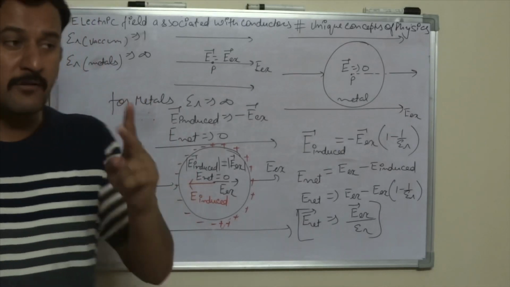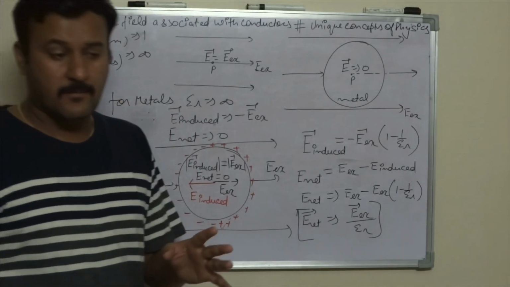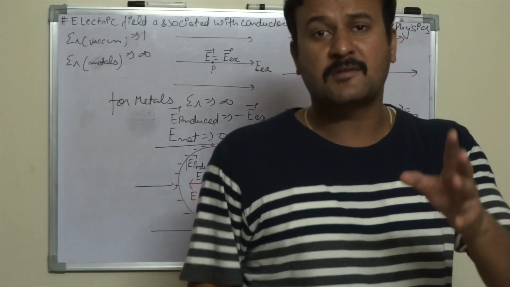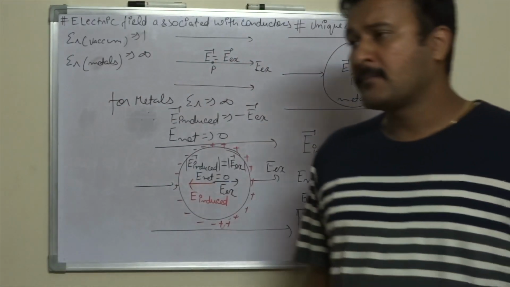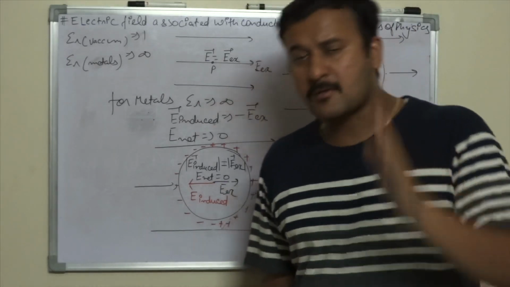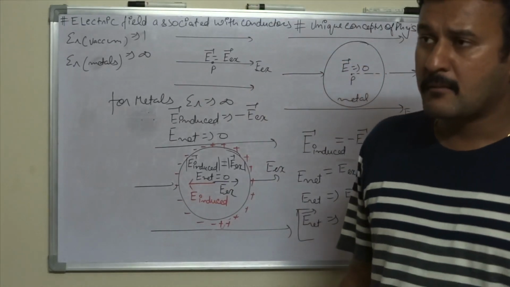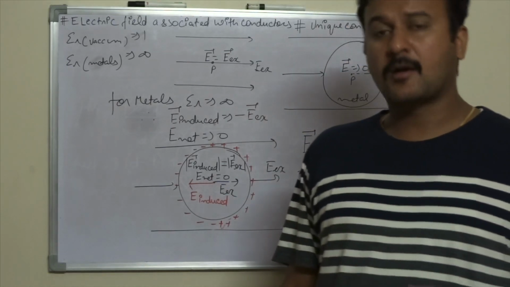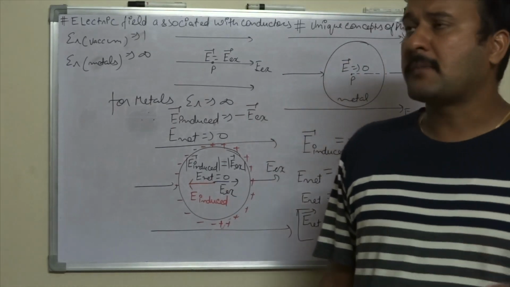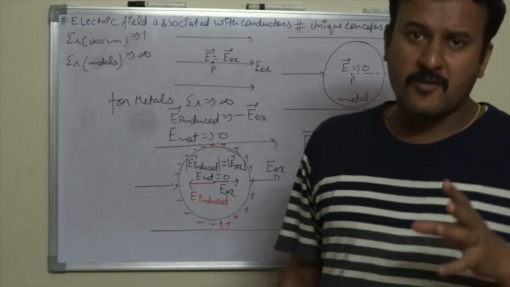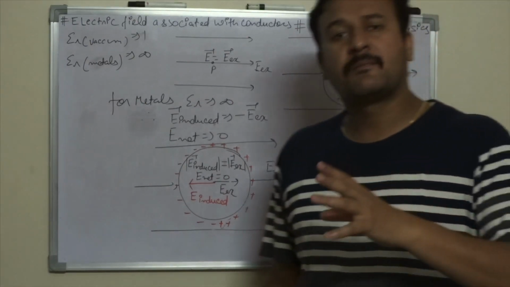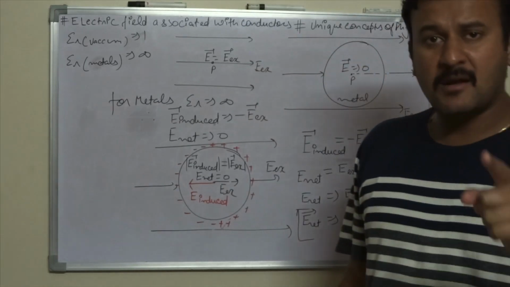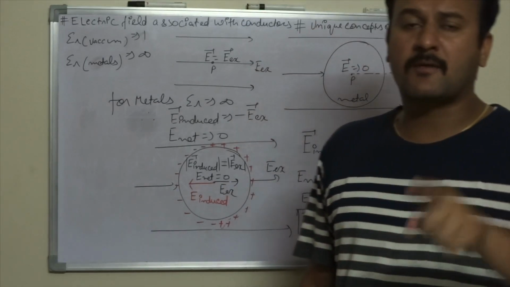So when we say that metals do not allow the passage of electric field lines through them, we are not exactly correct. In fact, we are wrong, because the permittivity of metals is infinity, and obviously metals allow the passage of the external field through them quite easily. But still, the metal has net 0 electric field in it.